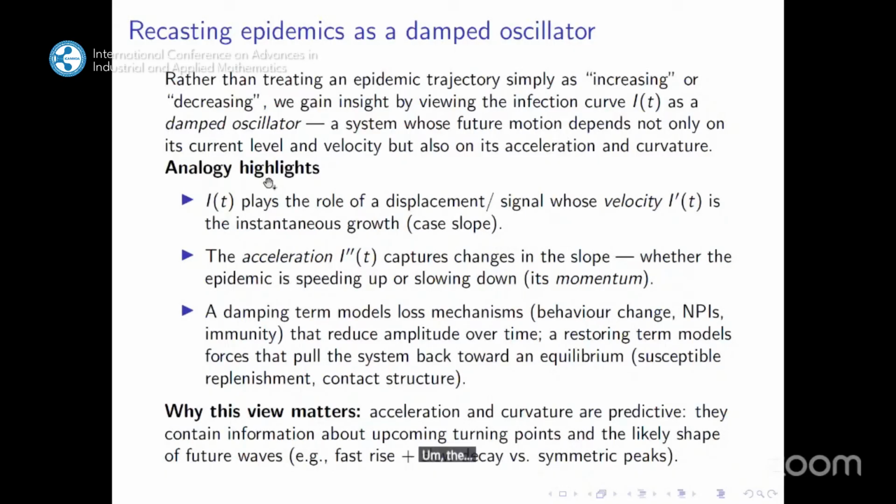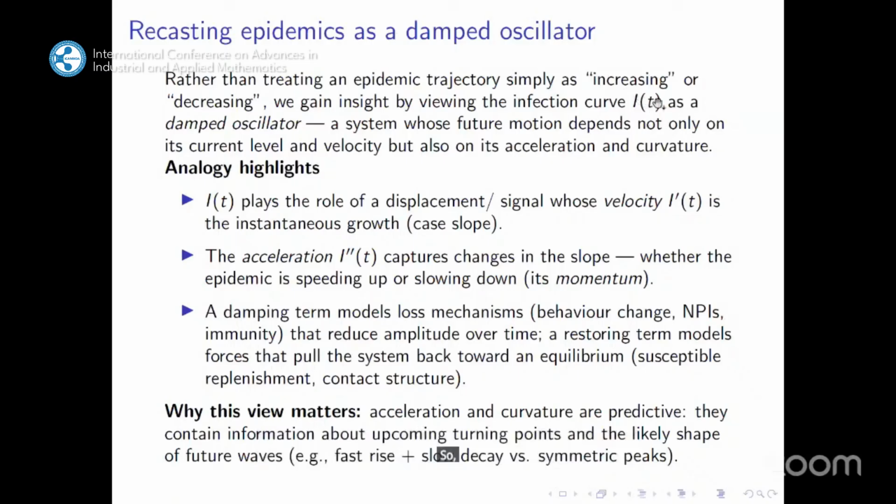The damped oscillation. So rather than treating the epidemic trajectory simply as increasing or decreasing, we gain insight by viewing the effect of the curvature of the infected component. Remember, in an SEIR model, this I will be the infected component. We start with the susceptible, infected, and then the recovered. So the I will be the infected component.